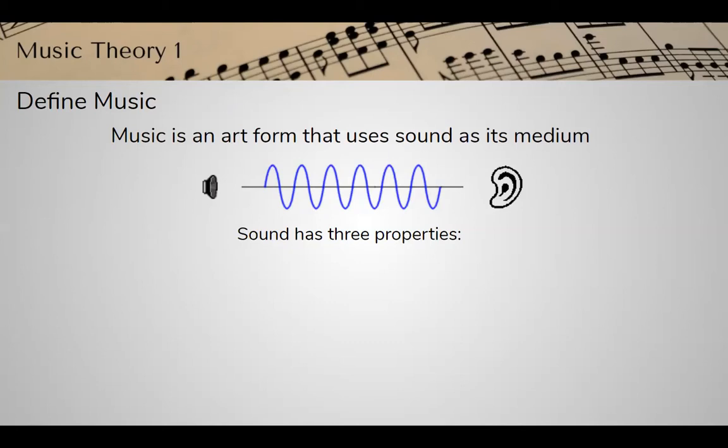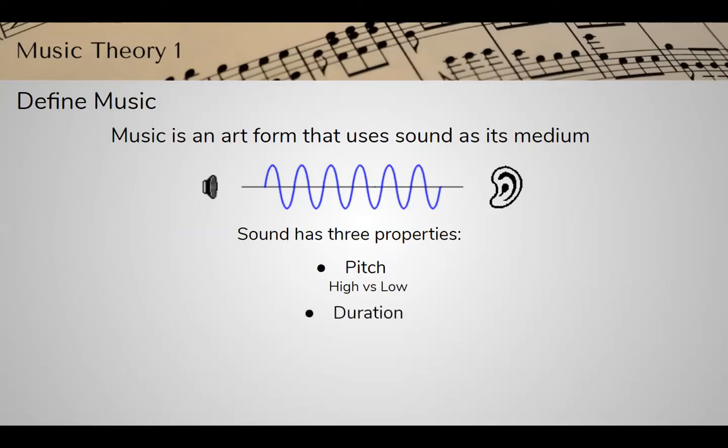And so if we're going to talk about music as using sound as its medium, we need to talk about what sound is. So sound has three properties. Pitch, which is just the idea that some sounds are lower or higher than others, right? So like this sound is lower in pitch than this sound. Okay? So pitches have a relationship to each other in that some are perceived as lower or higher than other ones.